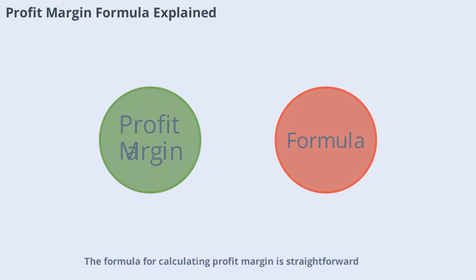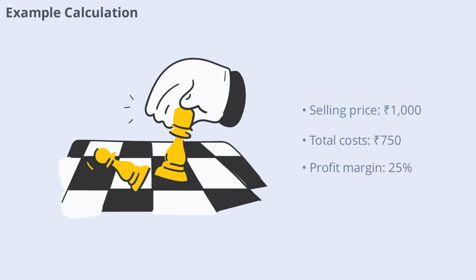The formula for calculating profit margin is straightforward. Profit margin percent equals selling price minus total costs, divided by selling price, times 100. This formula tells you what percentage of your sales price is actual profit after all costs are deducted. It's a simple yet powerful calculation that every Amazon seller should know. By applying this formula, you can quickly assess whether a product is worth selling or if you need to adjust your pricing strategy. Let's walk through a real example.